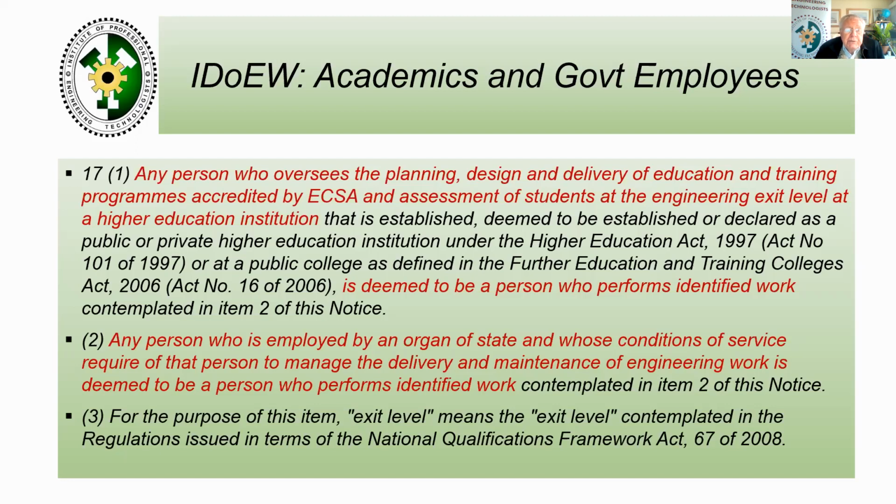Also, any person who is employed by an organ of state, in other words, who works for the government, and whose conditions of service require that person to manage the delivery and maintenance of engineering work, is deemed to be a person who performs identified work. In other words, note here, delivery and maintenance.